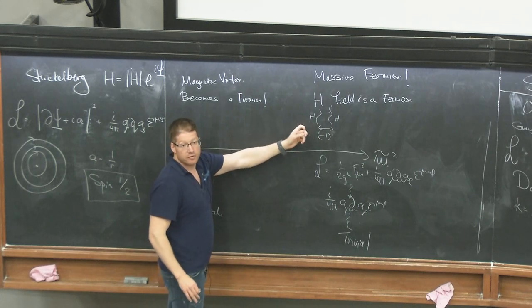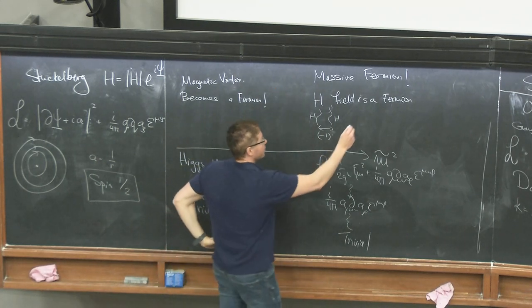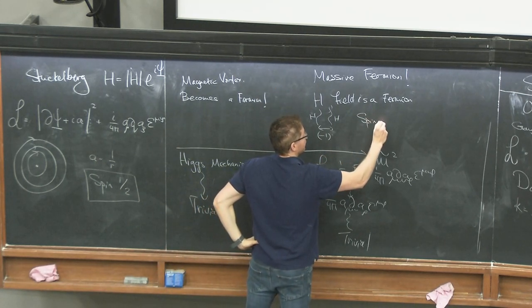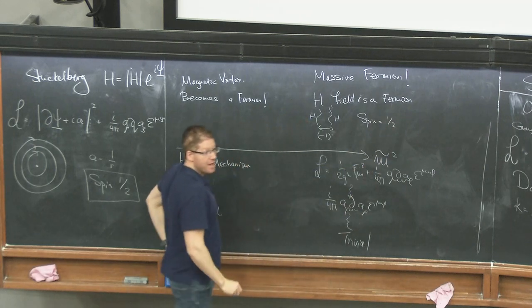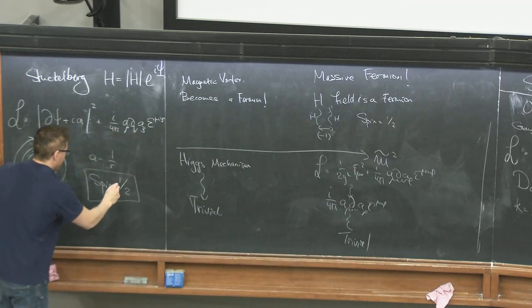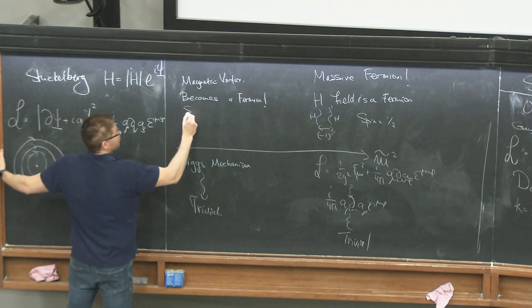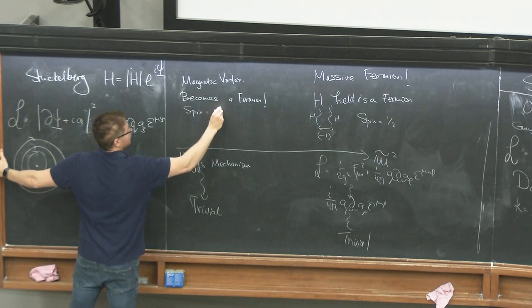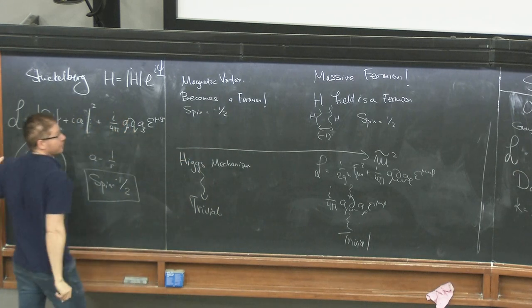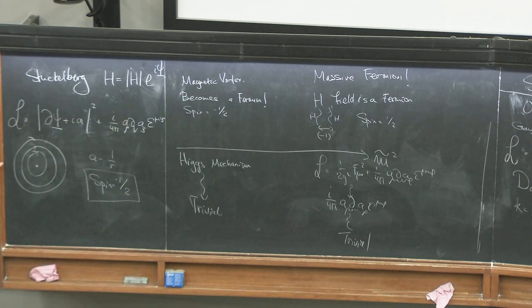So here, the spin of this H field can be computed exactly, and it turns out that in some convention, it's a half. And in the same convention, this is minus a half. So this is spin minus a half. And this is a half. So there must be a phase transition.